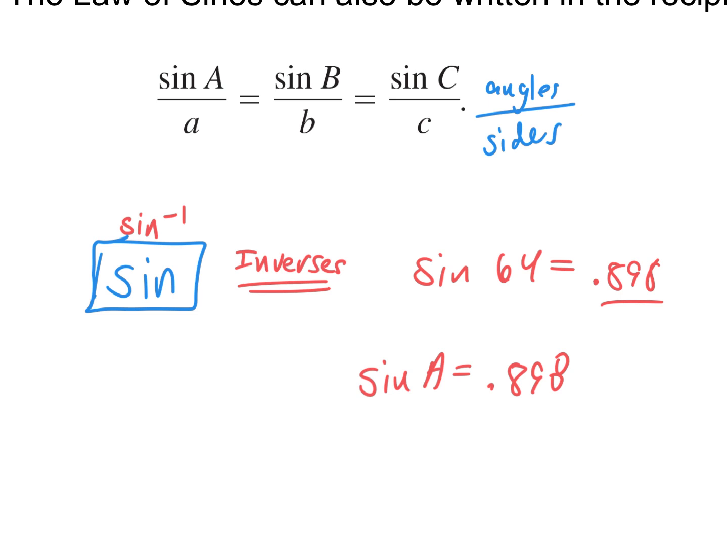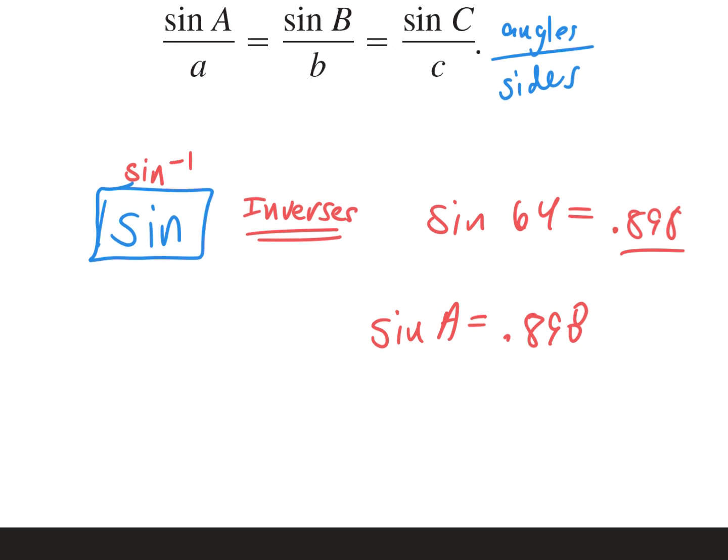No. Because you're not actually finding A, you're finding the sine of A. So what you're going to do is take the inverse, the opposite, of each side. So in your calculator, hit second sine, so that little -1 comes up, and then put in 0.898 and hit enter. What do you get? 63.89, which is really close to 64, right?